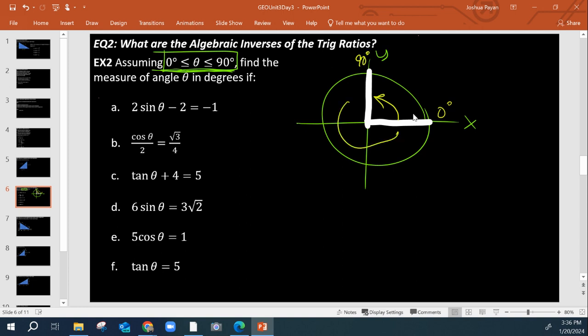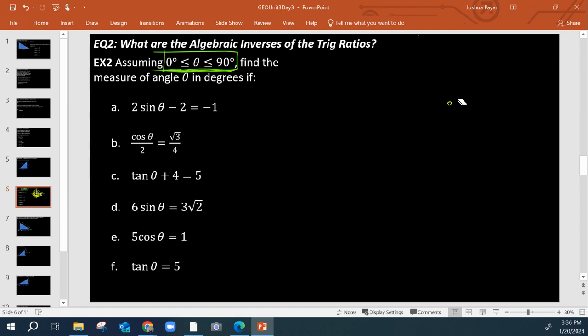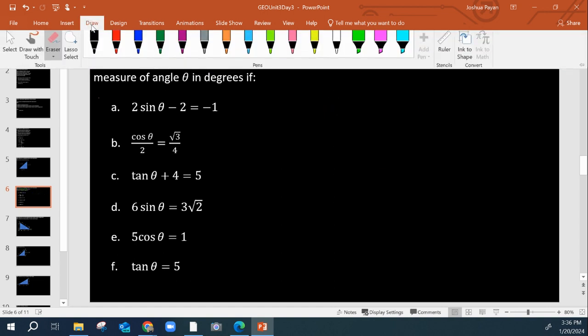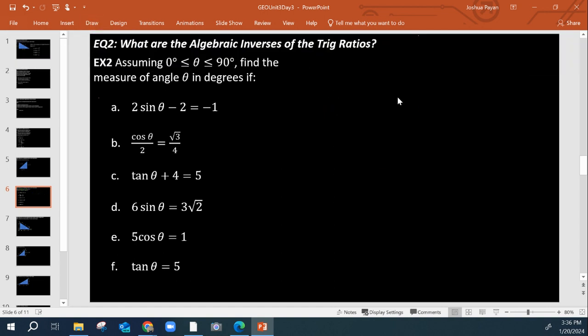We're not worried about any of the rest of this. Okay? So let me erase all this nonsense, and let's get started on some of these solutions. Okay, so here we've got a trig equation: 2 sine theta minus 2 equals negative 1, right? And this is analogous to simply saying 2x, meaning this guy here, sine, is x, minus 2 equals negative 1. At least for now it is, right?